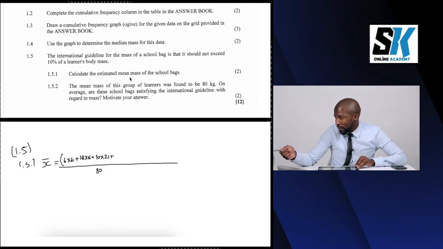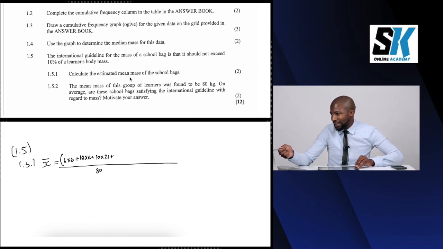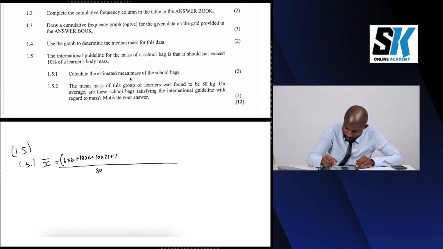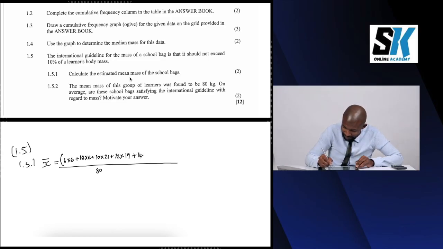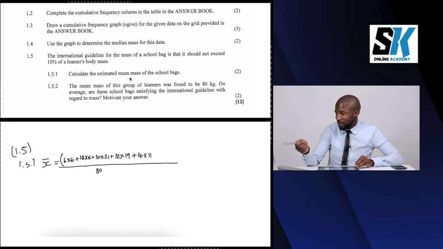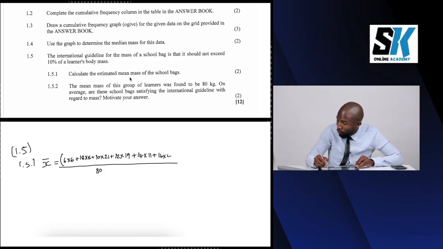The midpoint of 11 and 13 is going to be 12. So it's going to be 12 times 19, plus, and then the midpoint of 13 and 15 is 14. So it's going to be 14 times 11. Here we're using the frequency table and the mass table. Then plus the midpoint of 15 and 17, which this time around is 16. So it's 16 times 4.